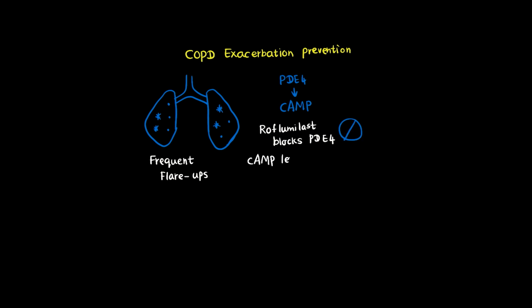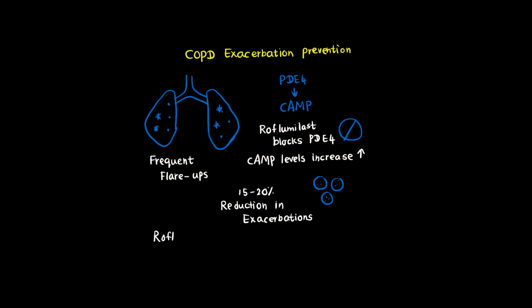PDE4 enzymes break down cyclic AMP, a molecule that reduces inflammation. By inhibiting PDE4, roflumilast increases cyclic AMP levels, suppressing inflammatory cell activity and reducing inflammatory mediator release. This targeted anti-inflammatory effect specifically benefits patients with the chronic bronchitis phenotype who produce excessive mucus. Studies show roflumilast reduces exacerbation frequency by about 15 to 20%. The correct answer is roflumilast because it's the only PDE4 inhibitor specifically indicated for reducing exacerbations in COPD with chronic bronchitis.